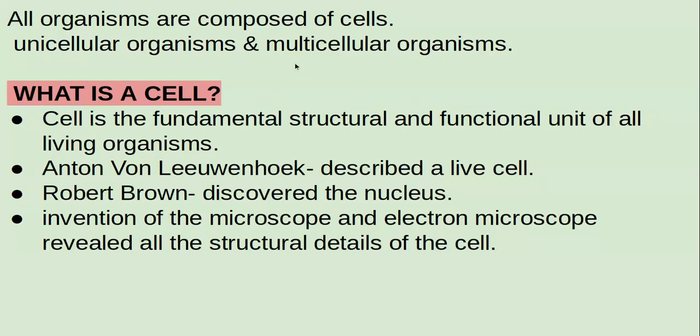Now, the first thing to understand is that any organism is composed of cells, be it a unicellular organism or a multicellular organism. So, if you take a single celled organism like amoeba, paramecium, these are some common examples, you know that it is composed of cells. Or you take a multicellular organism like a human being, it is composed of cells, the only difference being the number. So let's look next at what exactly is a cell.